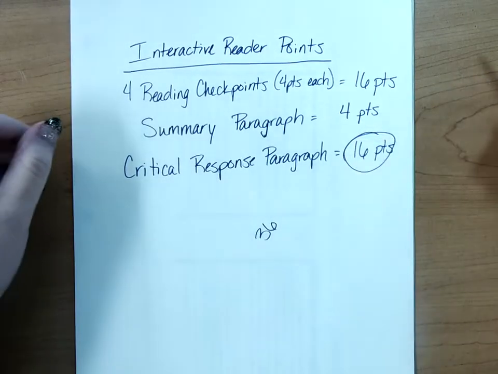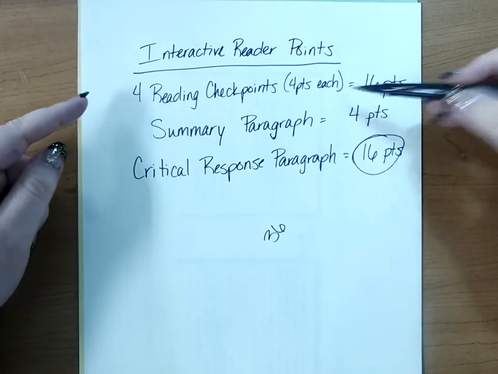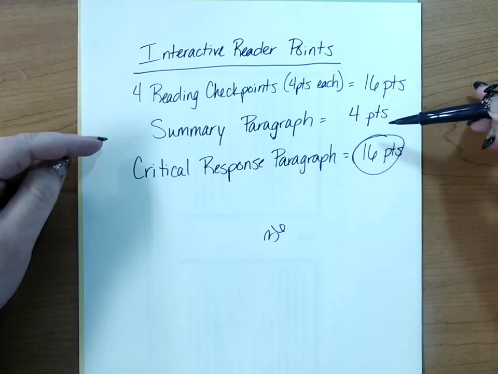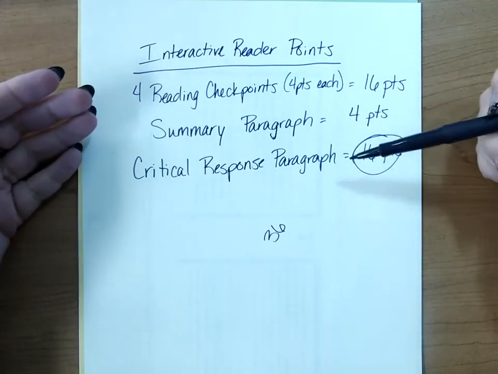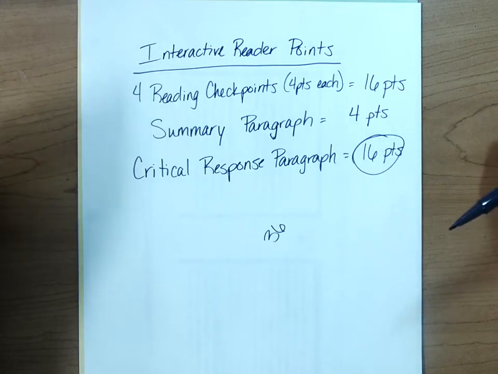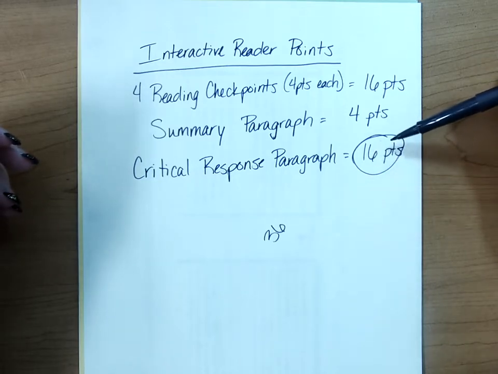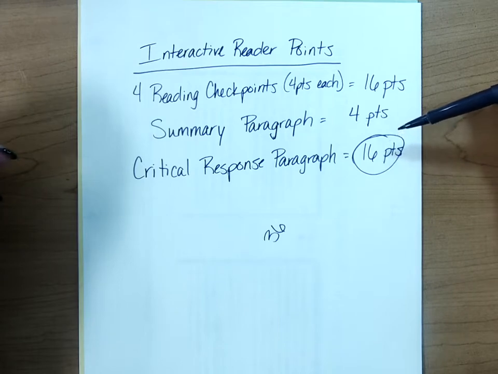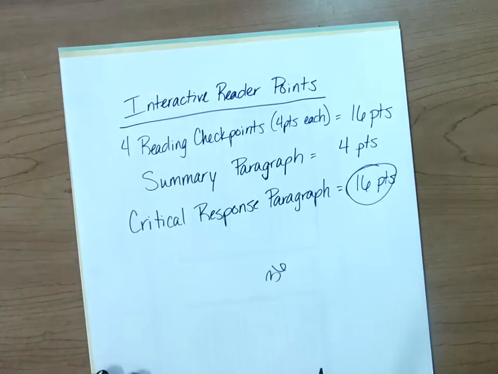All right. That's why whenever you pass all that, you got a 4 on the summary, but you still got a failing grade on the interactive reader, that's because your critical response paragraph was not up to standard, okay? It was not up to standard, it was no good, okay? That's where you guys are getting into a lot of trouble, okay? So you need to make sure that you get that under control, all right?